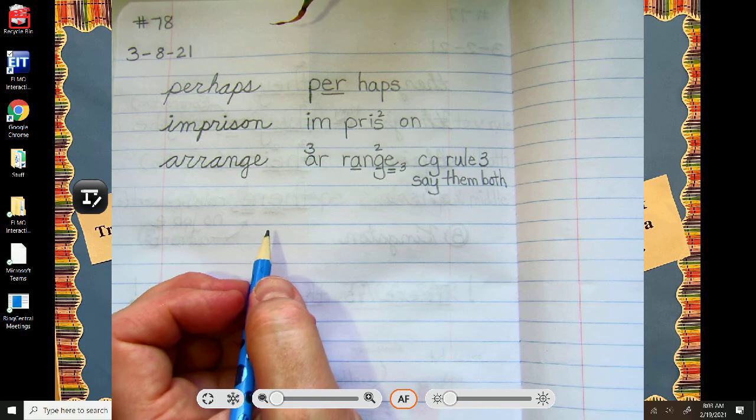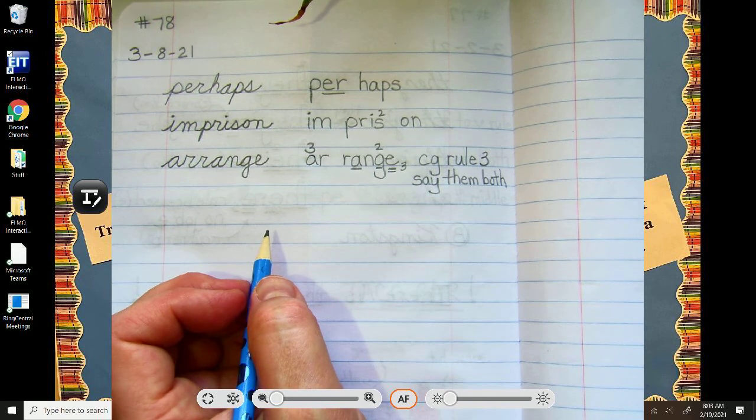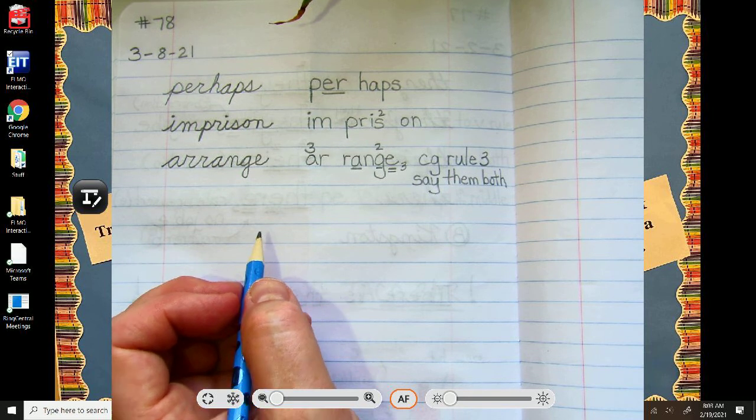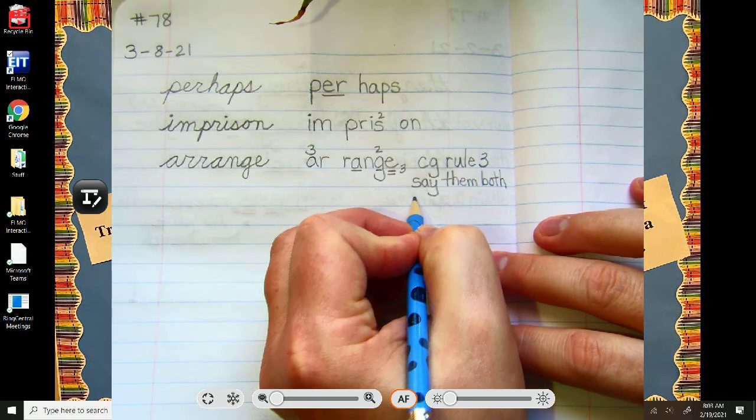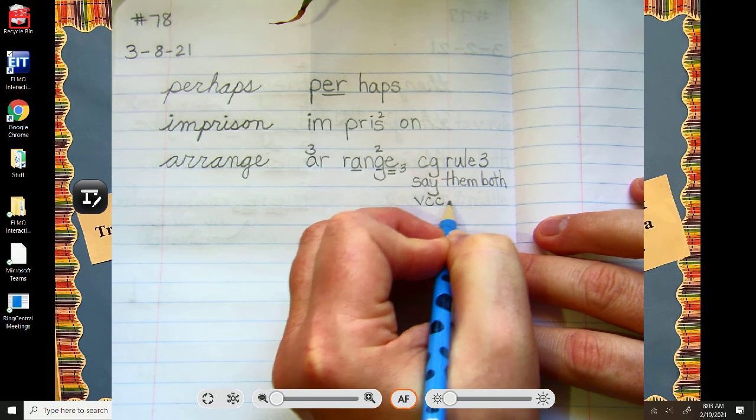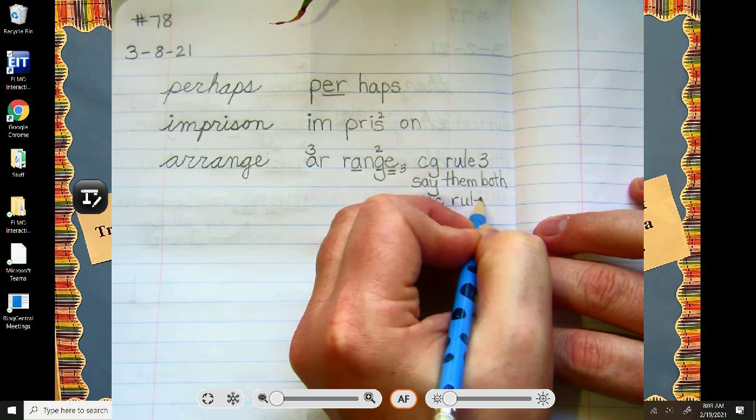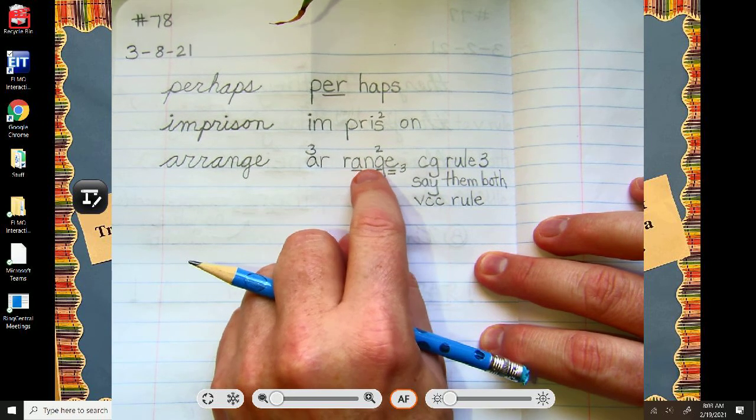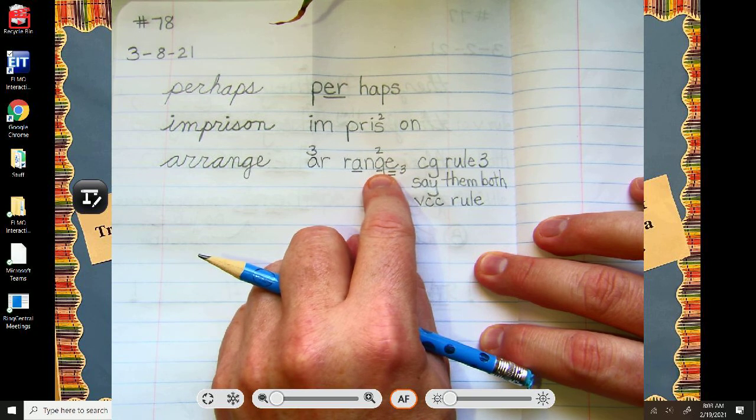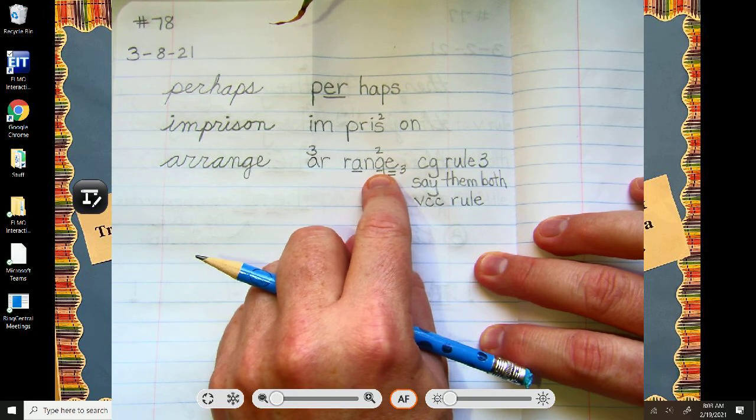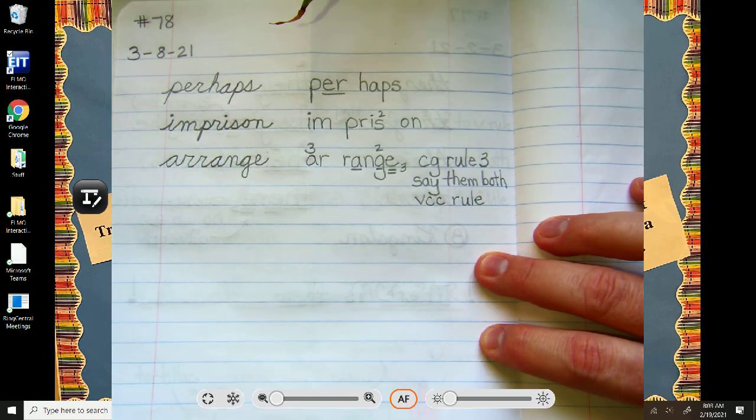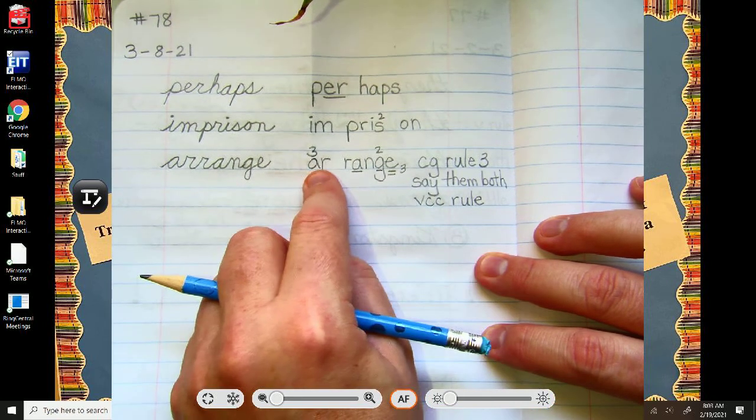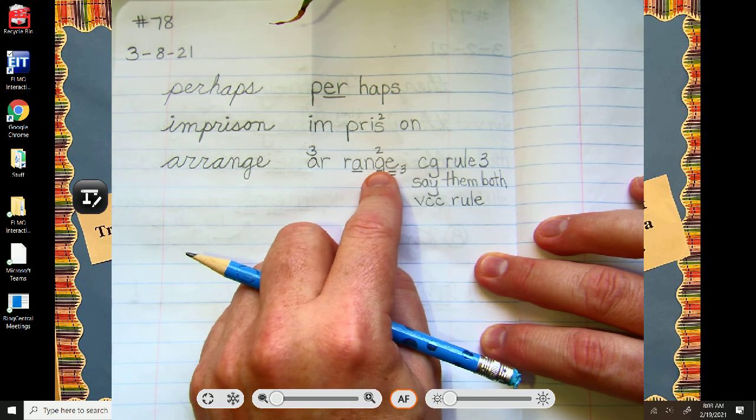And scholars, there's actually a third one. I misled you, didn't I? Oh my goodness. For shame. There's also the VCC rule. A vowel may say its name sound when followed by two consonants. Wow, that one did not catch my eye at first. But the VCC rule would also be one of them. Arrange.